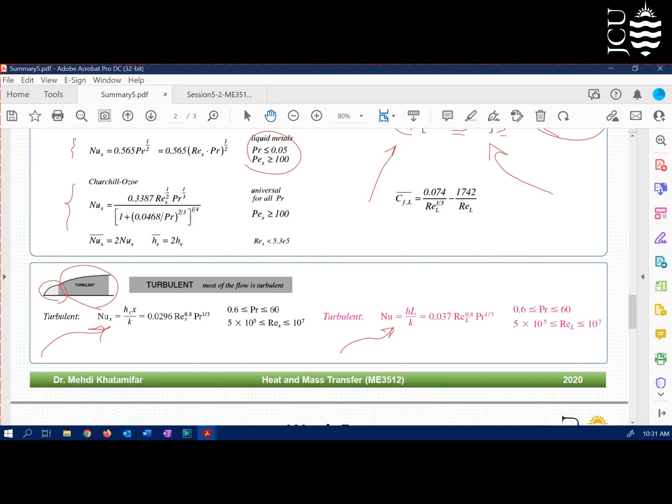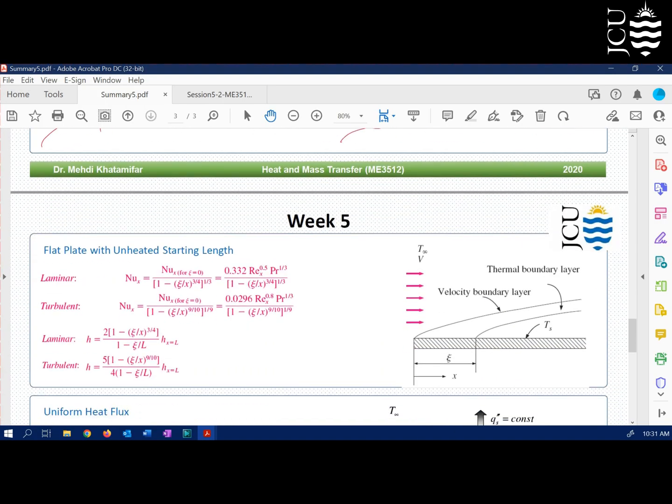But sometimes you have like a 500 meters flat surface, and the first 1 meter is laminar, and 499 meters is turbulent. So the major surface is going to be turbulent flow, and we have some empirical equations to calculate Nusselt number, average and local, using these formulas.